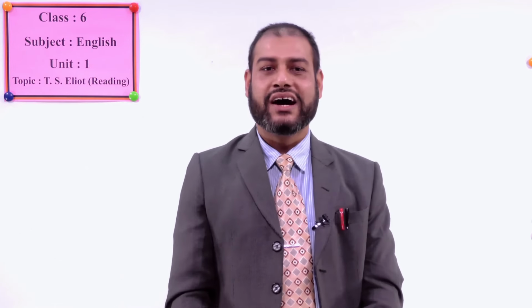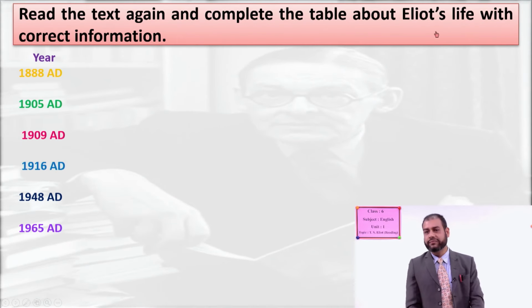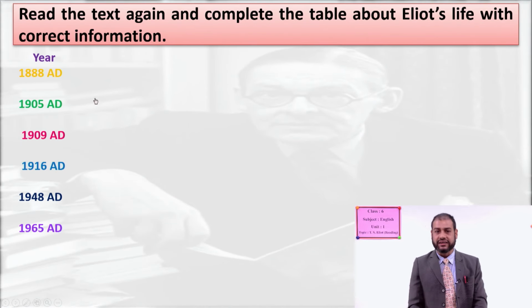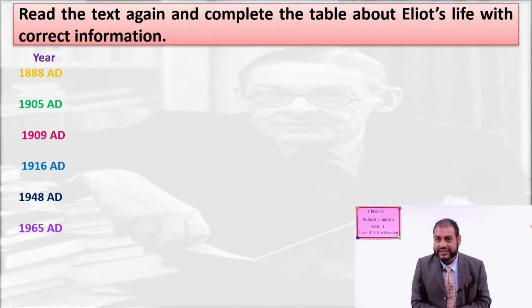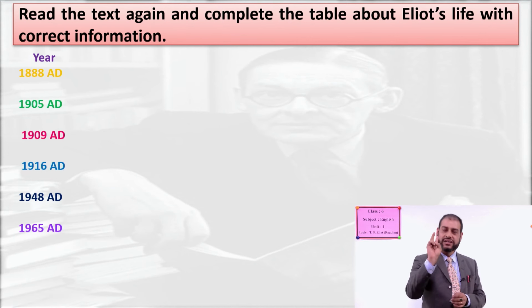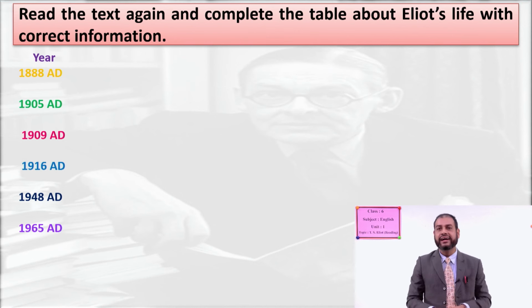So after this, I have one more exercise. Read the text again and complete the table about Eliot's life with correct information. You have to supply the correct information, what happened in these years: 1888 AD, 1905 AD, 1909 AD, 1916 AD, 1948 AD, and 1965 AD. Please quickly write down what happened in his life. You can write only one word or two words, or if necessary more words, no problem. But just write quickly, okay? And in your free time, you can write full sentences.